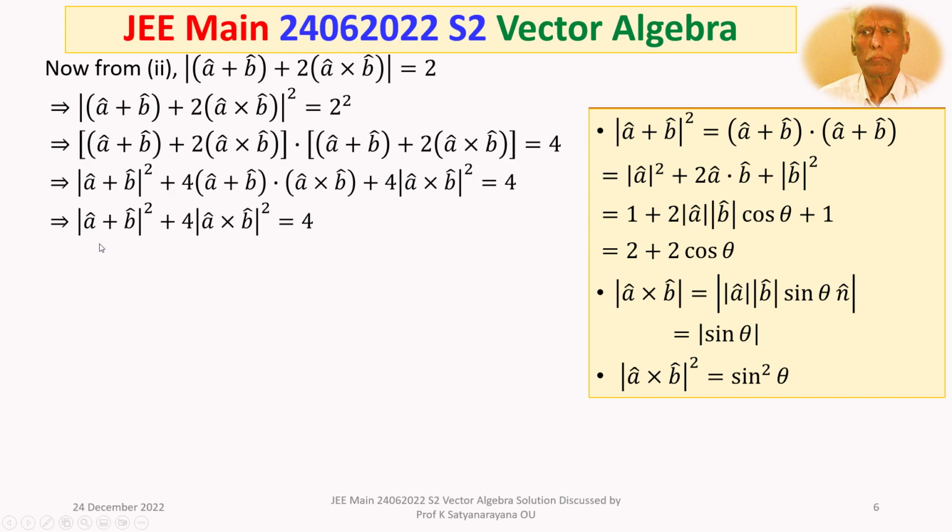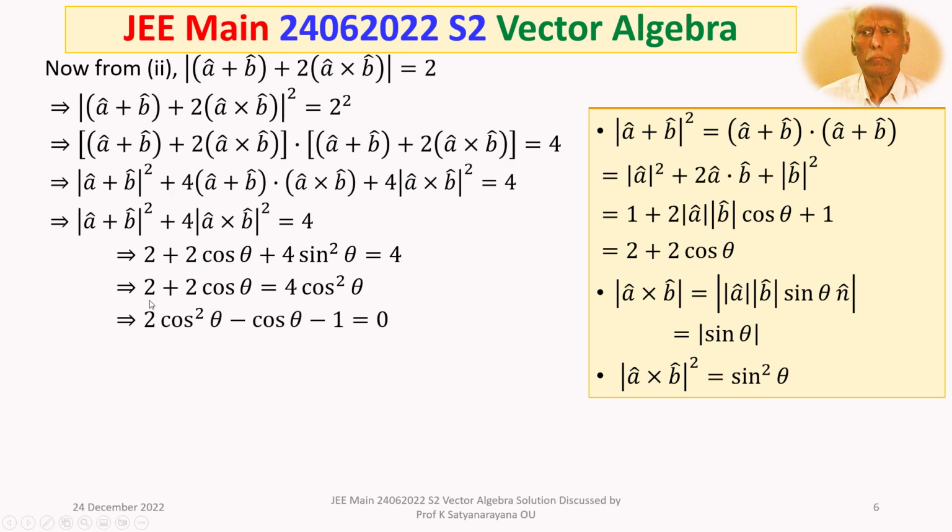Substitute here. So 2 plus 2 cos theta plus 4 sine square theta is equal to 4. Now send this 4 sine square theta onto the right hand side, and you will get 2 plus 2 cos theta is equal to 4 into 1 minus sine square theta, that is 4 cos square theta. Now everything is in terms of cos, so write it. Now 2 is common throughout, so cancel that and rearrange the terms. After simplification you get 2 cos square theta minus cos theta minus 1 is equal to 0.